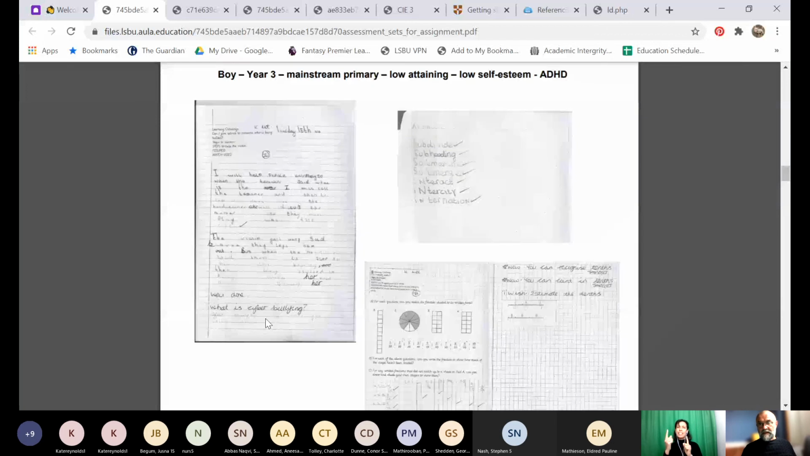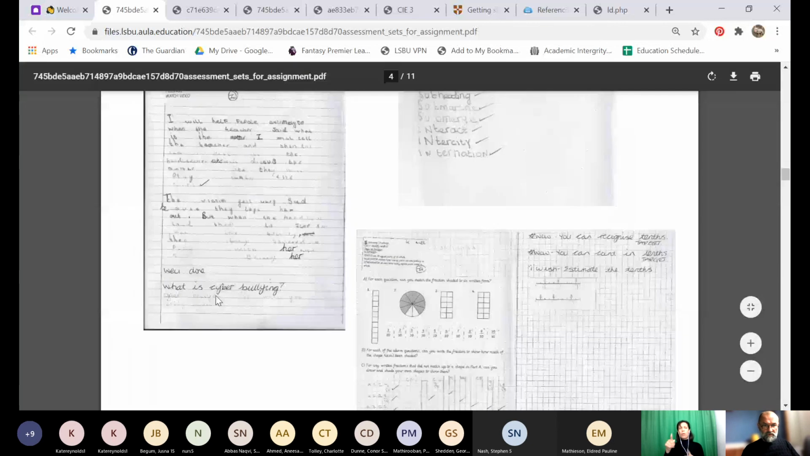You've got to be a little bit careful here. You've got to be a bit clever, and you've got to think about what's the teacher's comment and what's the child's comment. Got some ticks here.